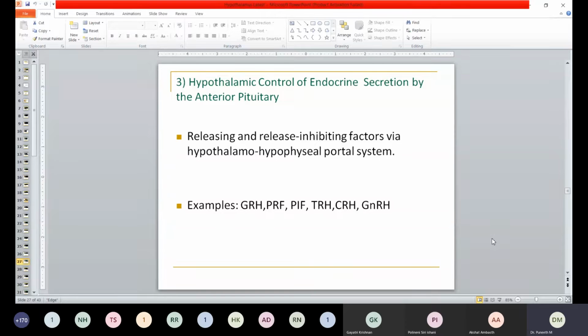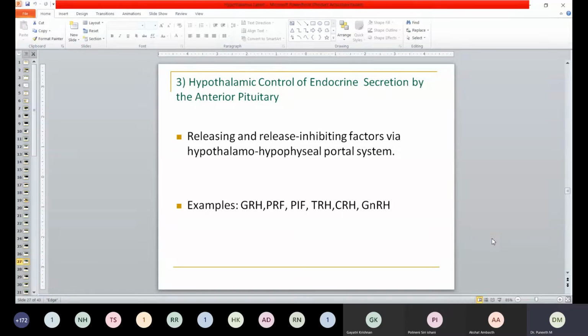Growth hormone releasing hormone will act on the anterior pituitary so that more growth hormone is secreted from the anterior pituitary. On the other hand, GHIH, growth hormone inhibiting hormone, the other name is somatostatin. It will act on the anterior pituitary and decrease the production of growth hormone. Same way, prolactin releasing hormone, prolactin inhibiting hormone, PRF, prolactin releasing factor, prolactin inhibiting factor. They will act on the anterior pituitary and control the release of prolactin hormone.